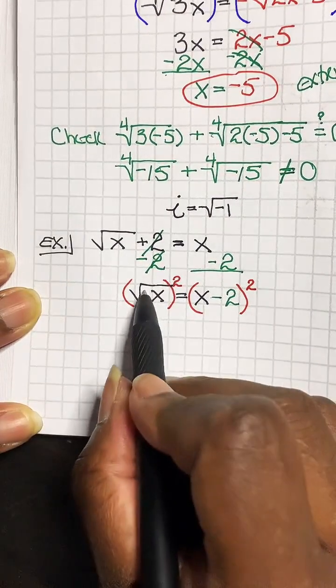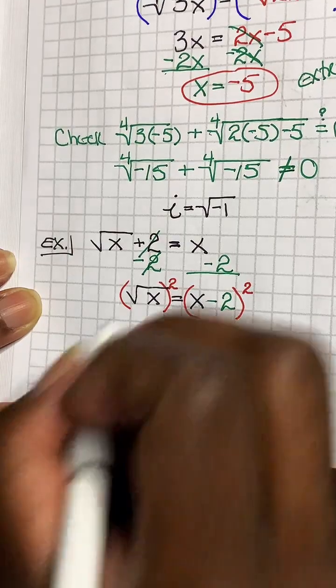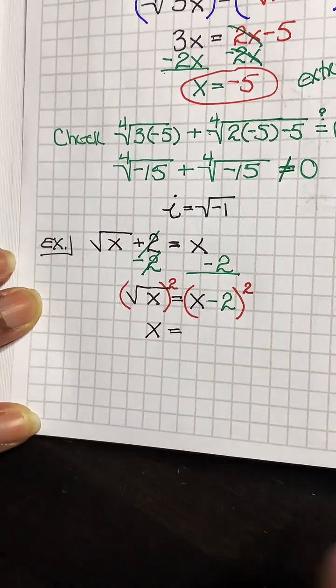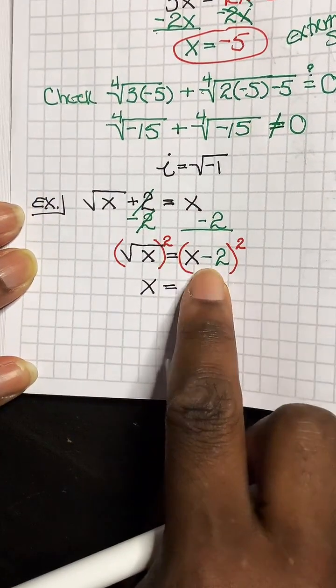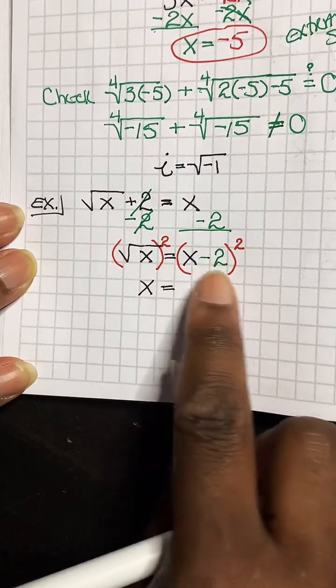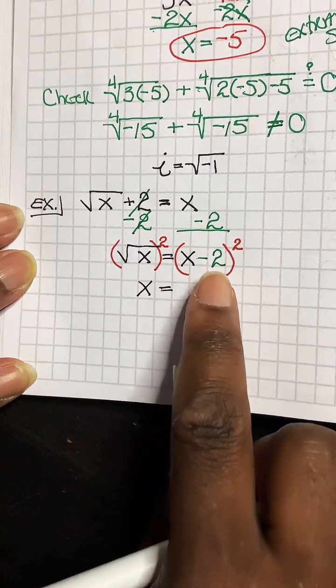All right. So the square and the square root, they cancel out, and what they leave me with is x equals. Now, wait a second. Now we have x minus 2 squared. We're squaring a binomial. So we need to expand this bad boy, right?